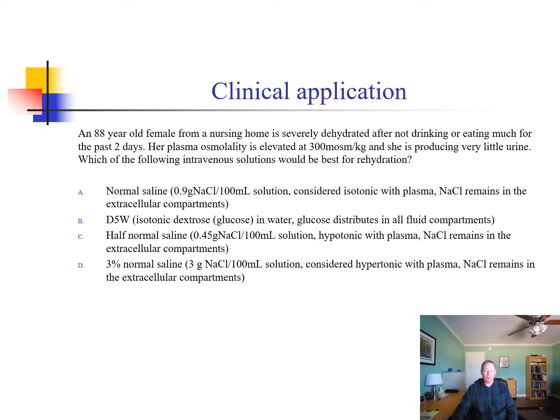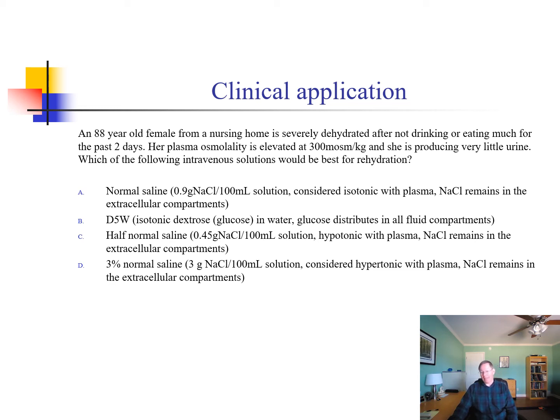And she's producing very little urine, as appropriate, because you would expect that antidiuretic hormone would be holding on to as much water as possible because she's dehydrated. So which of the following intravenous solutions would be best for rehydrating her? I could give her a solution of normal saline intravenously. Now, normal saline is 0.9 grams of sodium chloride per 100 milliliters of solution. We're going to consider this to be isotonic with plasma. Technically, it's not, but it's close.